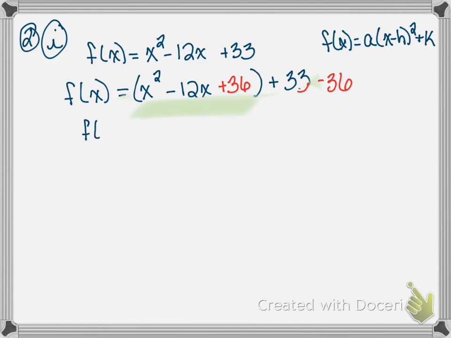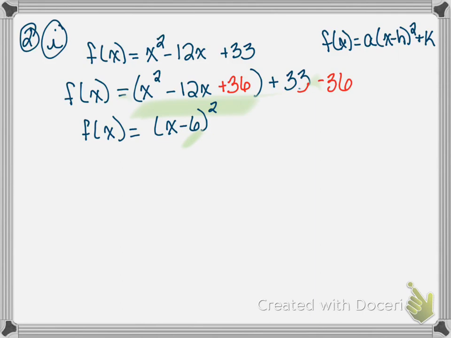So I have f of x equals x minus 6 squared. And you'll notice that this value right here is always half of the b value, the negative 12. It's always half of that. And you could always FOIL that out to determine if we factored correctly. So FOILing is an option there.